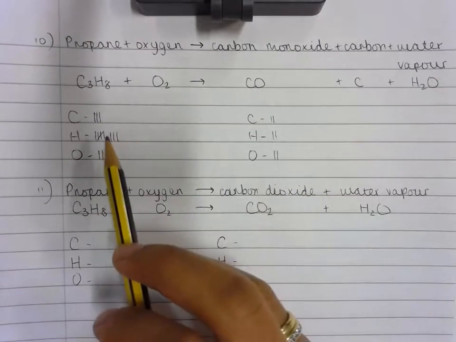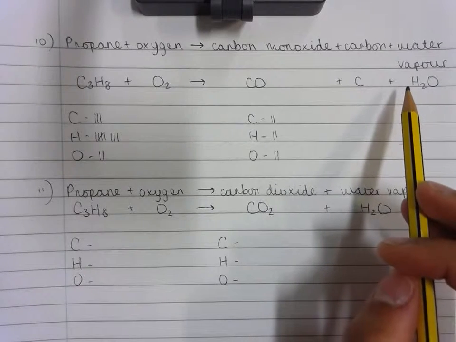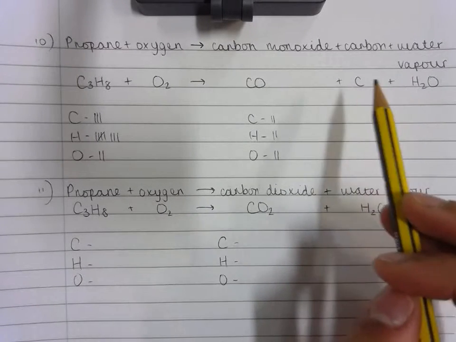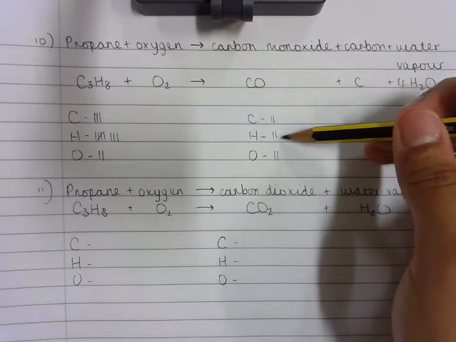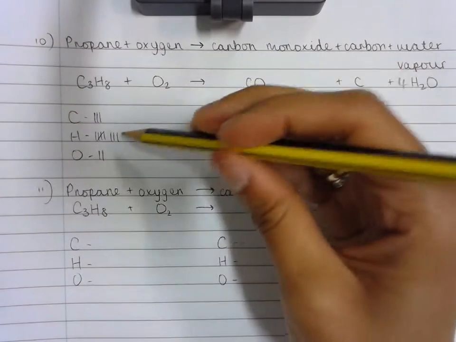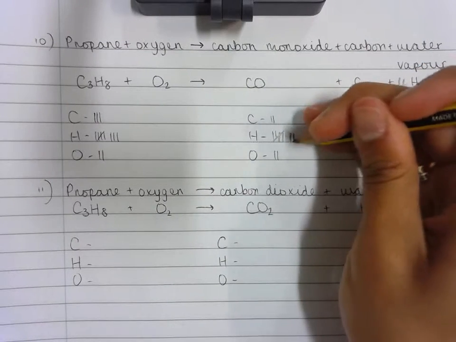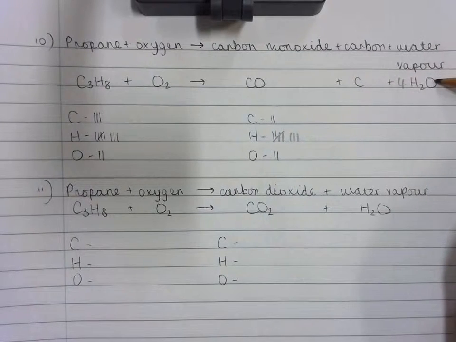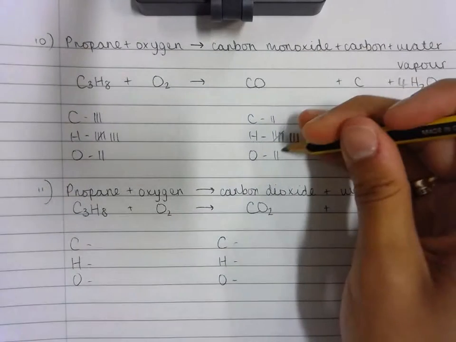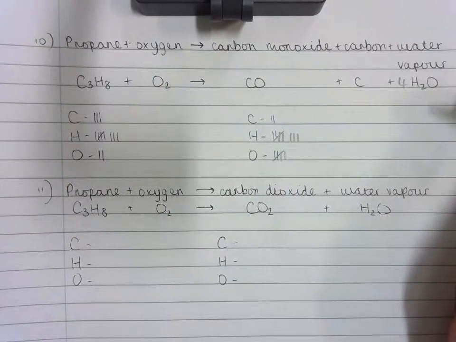I should put a 4 in front of the water vapor molecule to get 4 times 2, 8 hydrogen atoms on the product side to match that on the reactant side. So 8. I need to also retally the number of oxygen atoms to 4 plus another one, 5 oxygen atoms on the reactant side.